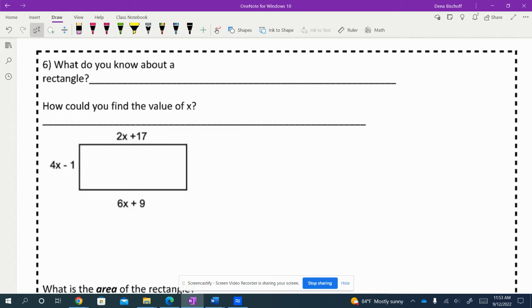Yeah. What were you going to say, Tessa? Isn't it for like opposite sides are the same length? Yeah, opposite. That's awesome. That's exactly how I would have said that. Opposite sides are equal, meaning they have the same length.